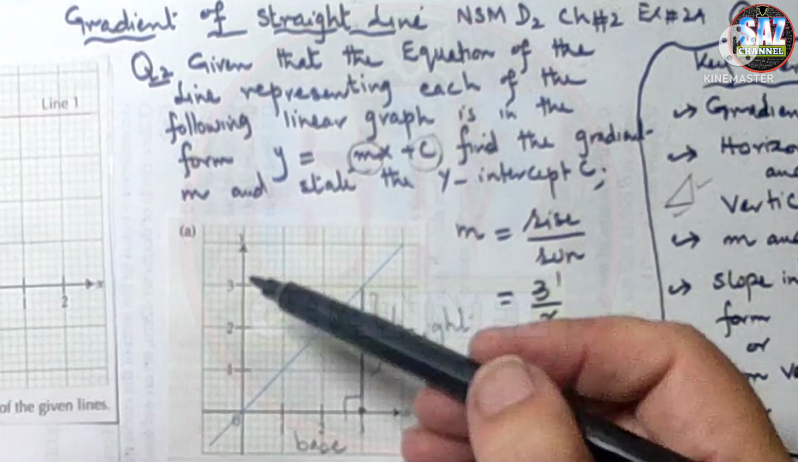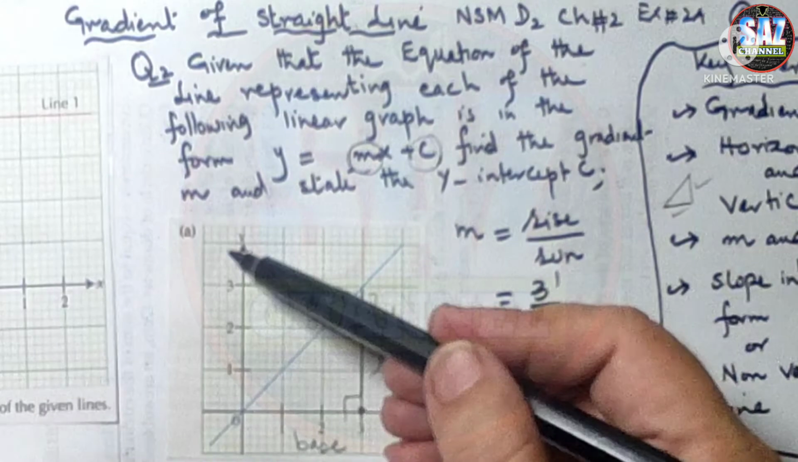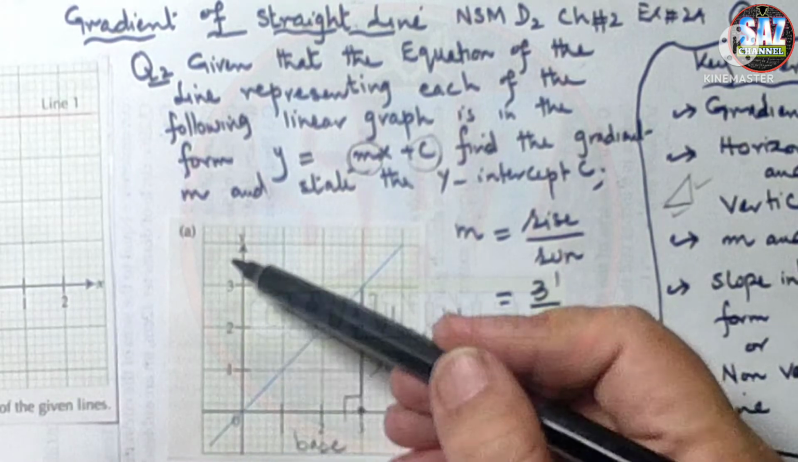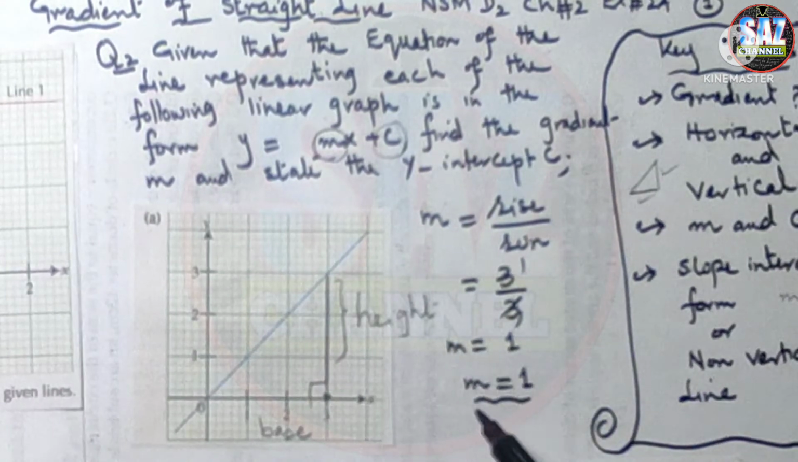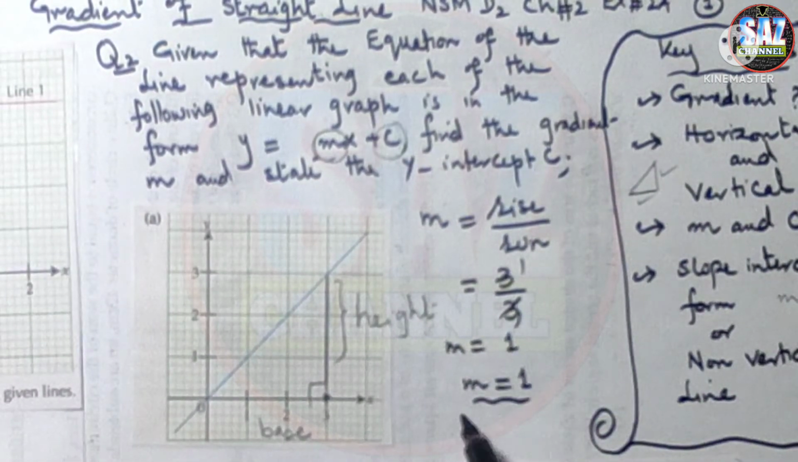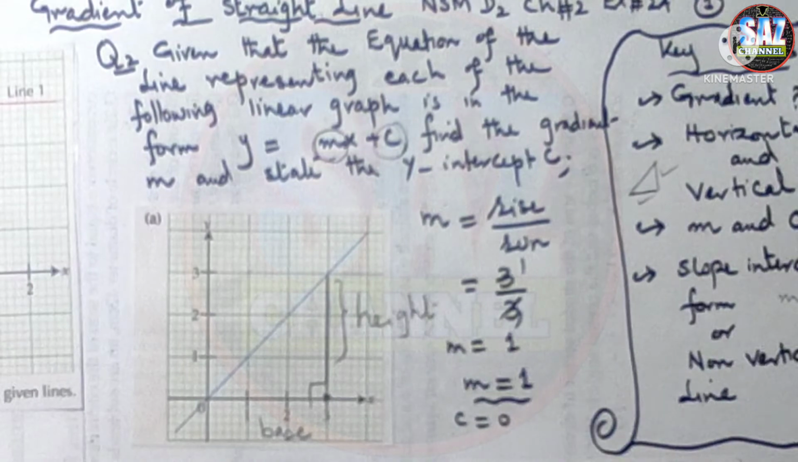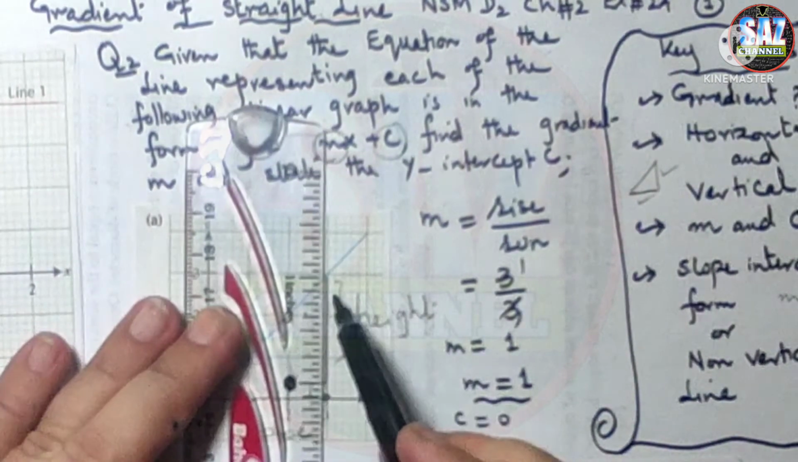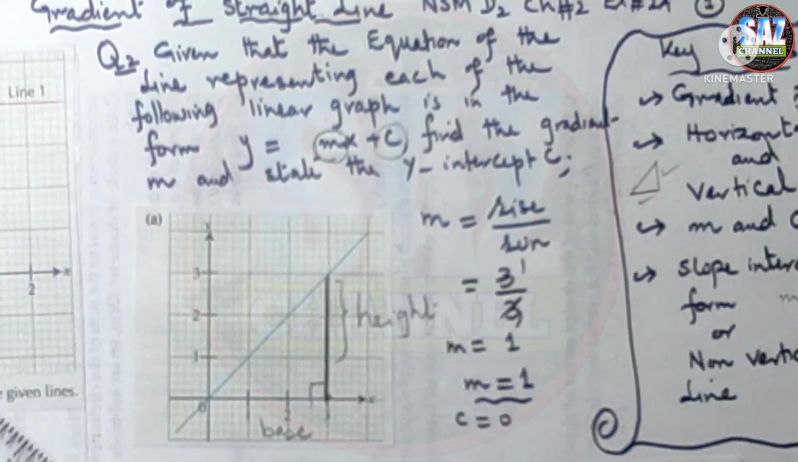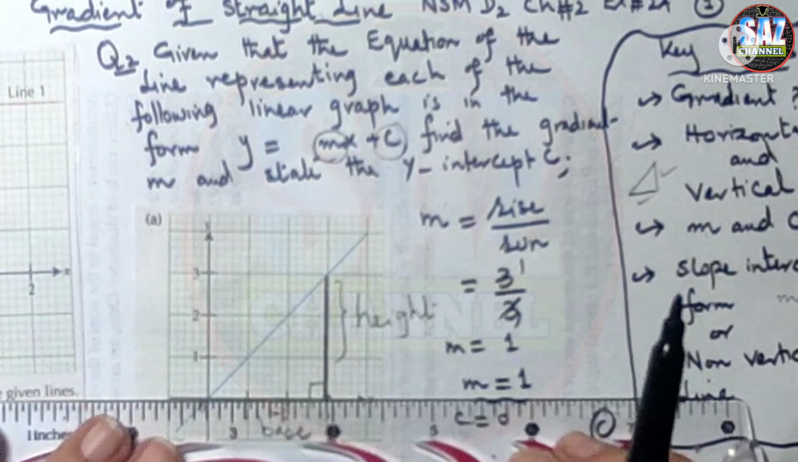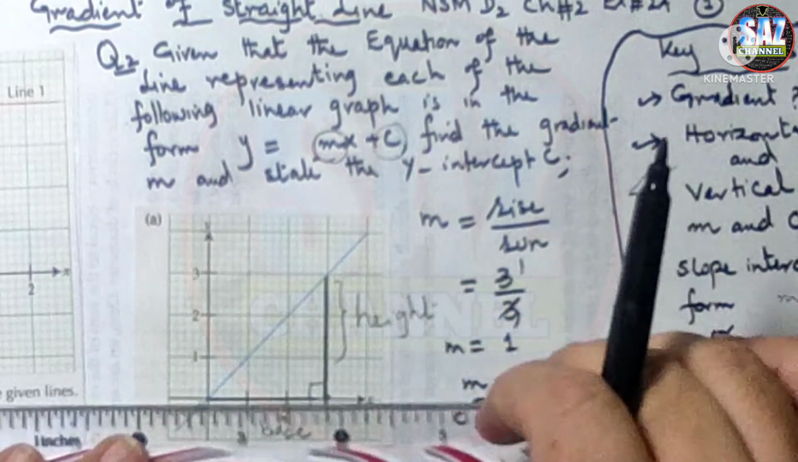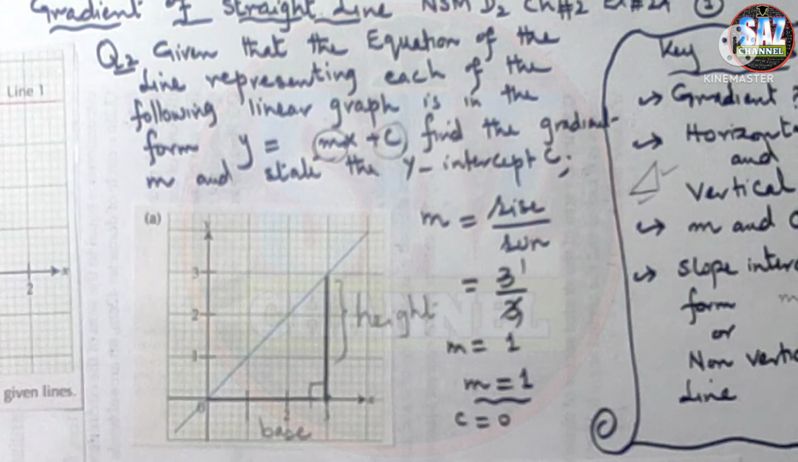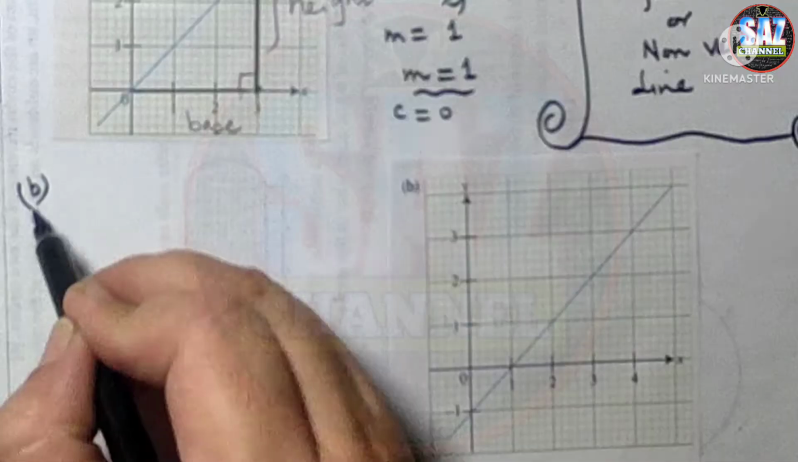And see the y-intercept. Observe the graph carefully, this line is not meeting any point on the y-axis other than the origin, so c will be 0. I hope you are clear about this. And let me draw this line with a pen so that my students can see it clearly, that for the gradient we have to do it graphically, and we have to take the ratio of rise to run for the second part.